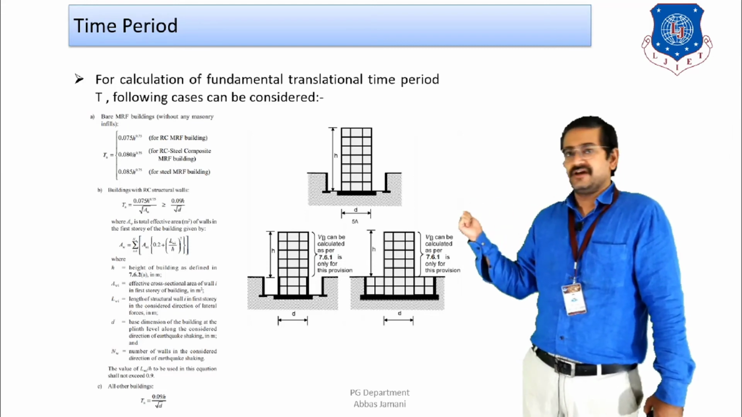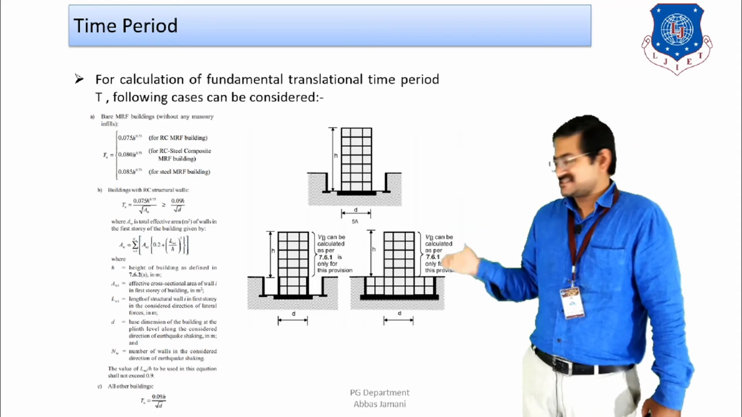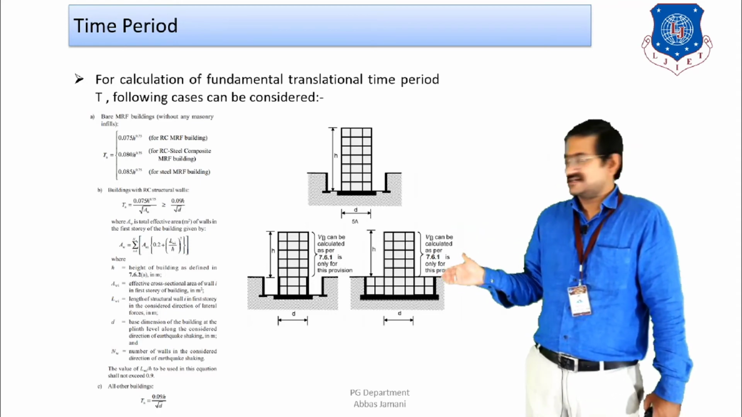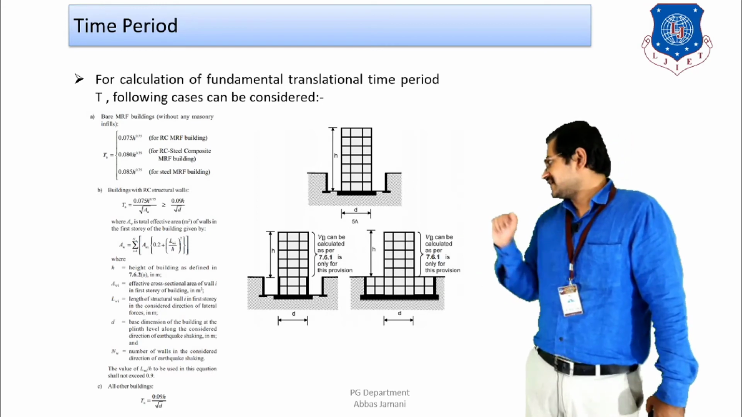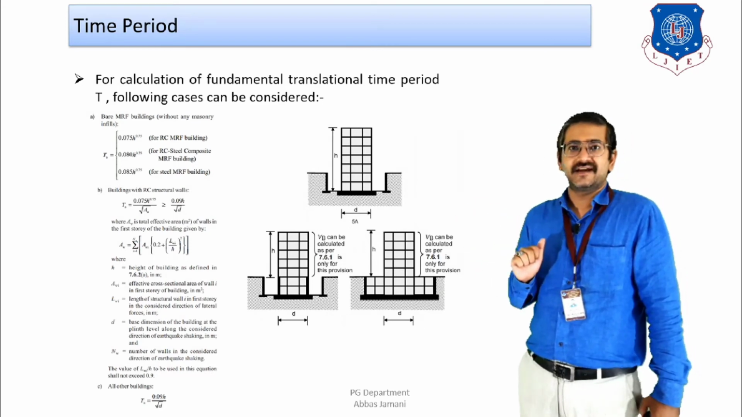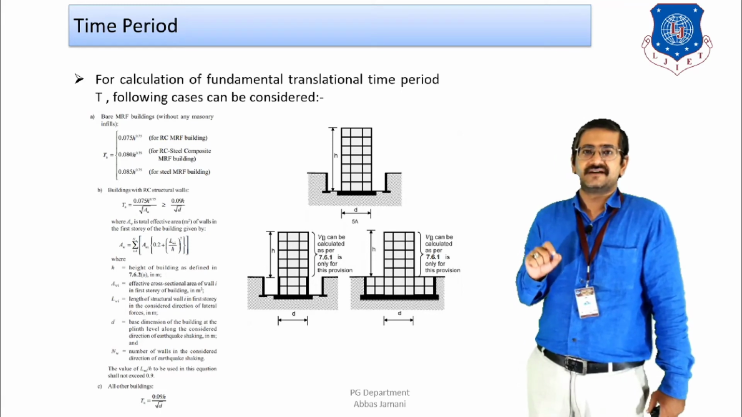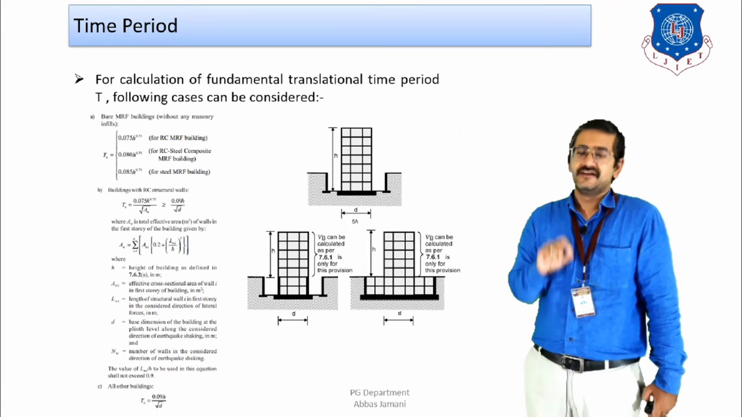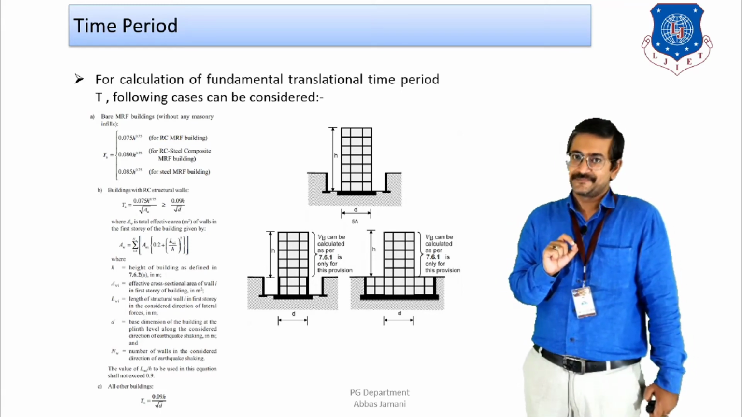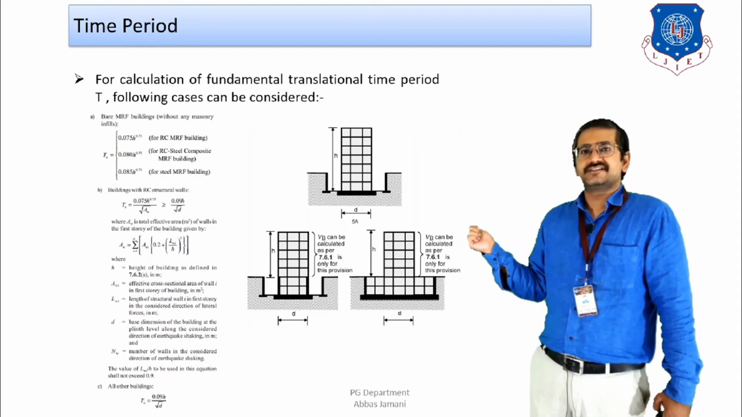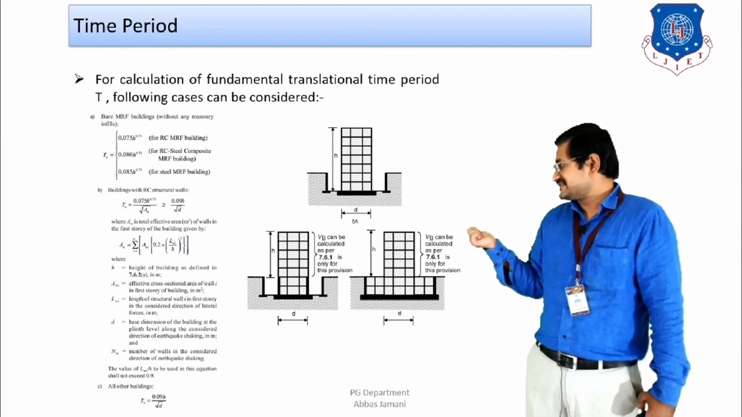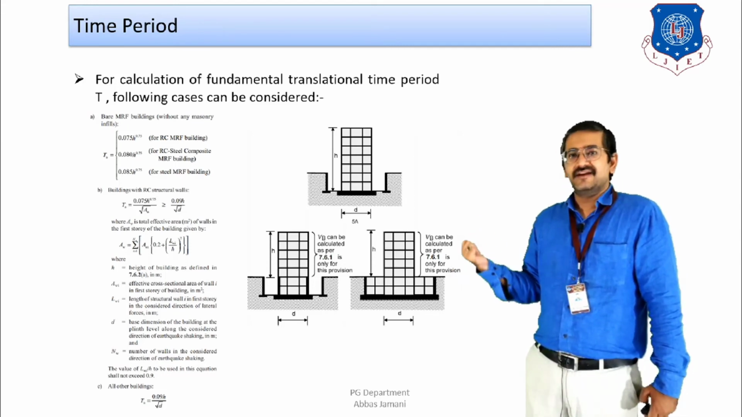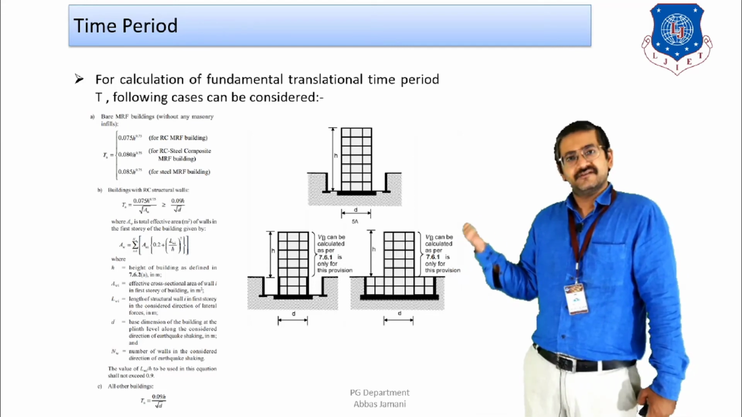The first is where a bare moment resisting frame is there, then the structural system, that is, structural walls are present, and third is for all other buildings. If I talk about the first category, it is telling that the value should be considered as 0.075 h raised to 0.75, where h is the height of the building. Right? Now, this 0.075 value is for RCC building. If it is a composite building, then the value will be 0.08. If it is a steel building, then the value is going to be 0.085. Right?